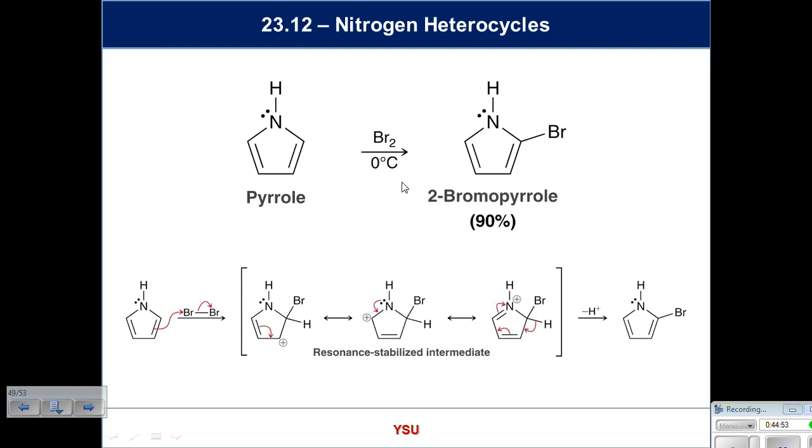Look at the bottom. The question you should be ready for and thinking about is why does it go here next to nitrogen and why does it not go there? And the answer is quite simply resonance. If you alkylate or brominate at the position next to nitrogen, you get 3 resonance structures for the intermediate. If you put the bromine here, at the next carbon along, you only get 2 resonance structures. So more delocalization, the better. The pathway to go to the 2 position is lower energy, and that's why it goes there.